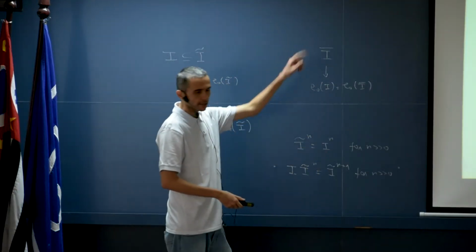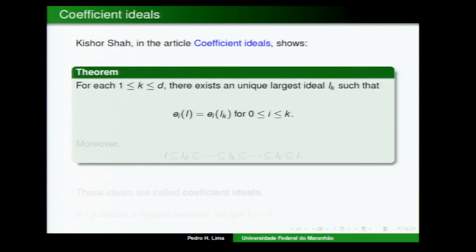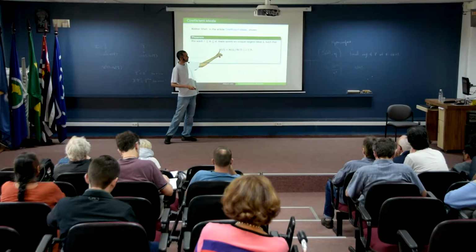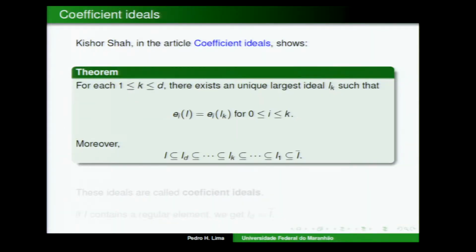And then you can use this theorem to prove this second inclusion. Okay, then motivated by these two properties, Kirchhoff, in the article Coefficient Ideals, proved the following result. He actually proved the existence of a unique largest ideal Ik, which agrees with I in all levels from 0 to k. Moreover, this is actually a chain. These ideals were called coefficient ideals.